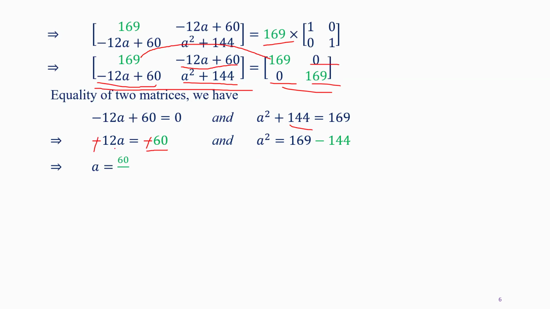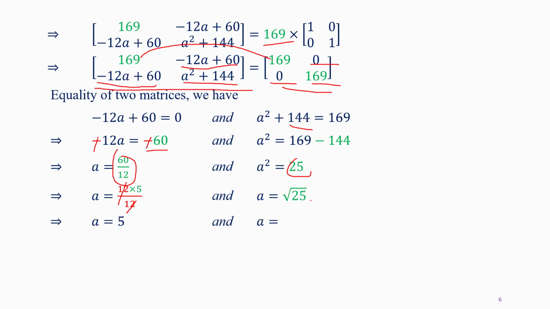What is the value of a? a is 60 upon 12, which is 5. Similarly, a square equal to 25. So a equal to root 25, and root 25 is nothing but plus minus 5. Therefore, the value of a is equal to plus minus 5. Hence, if the given matrix is orthogonal, where a is unknown, then the value of a is equal to plus minus 5. Thank you.